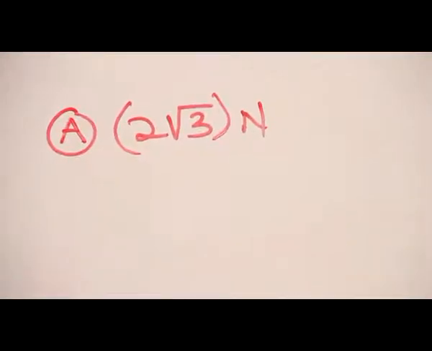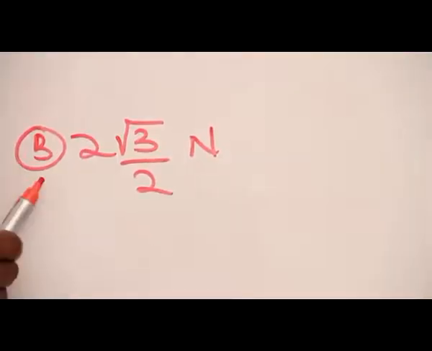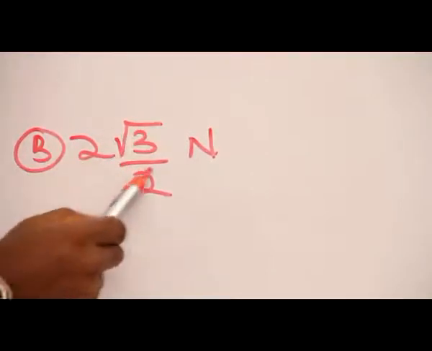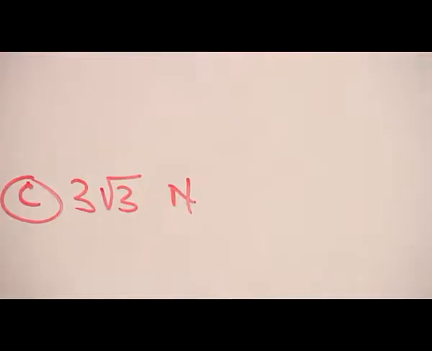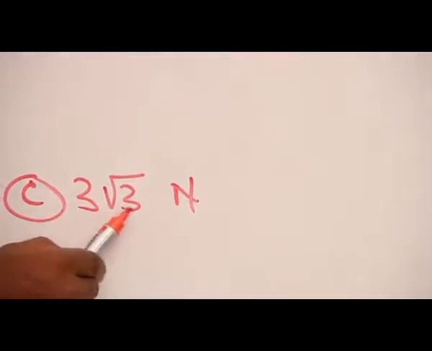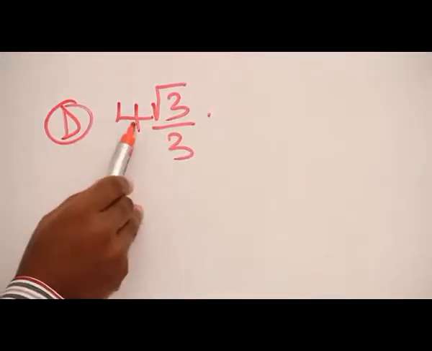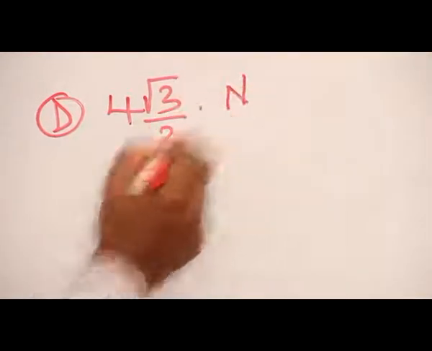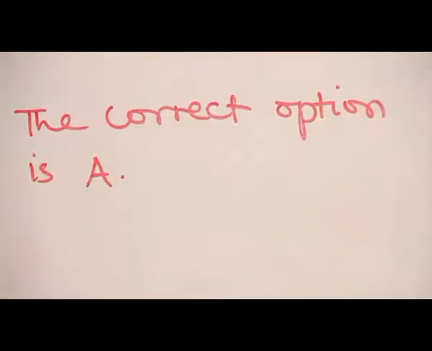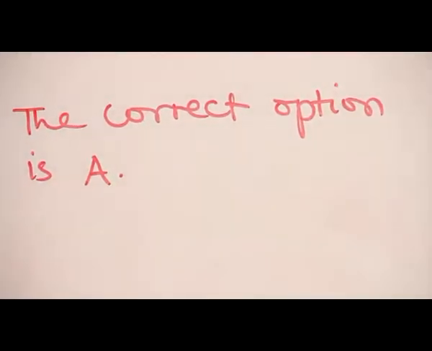The options are A, 2 root 3 Newton, B, 2 root 3 over 2 Newton, C, 3 root 3 Newton, and D, 4 root 3 divided by 3 Newton. The correct option is A.